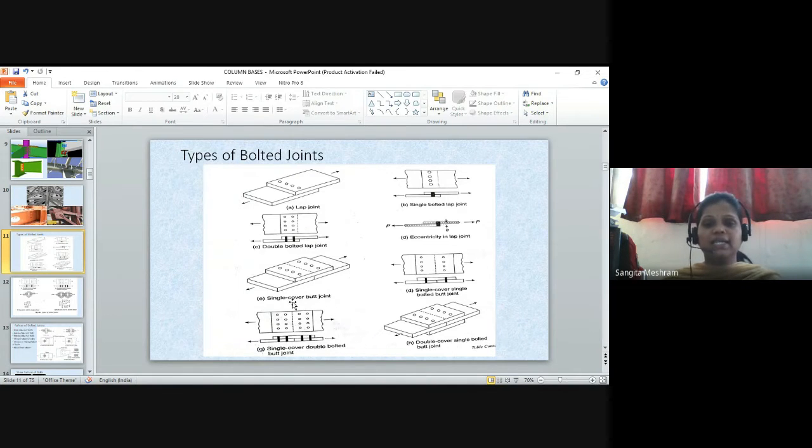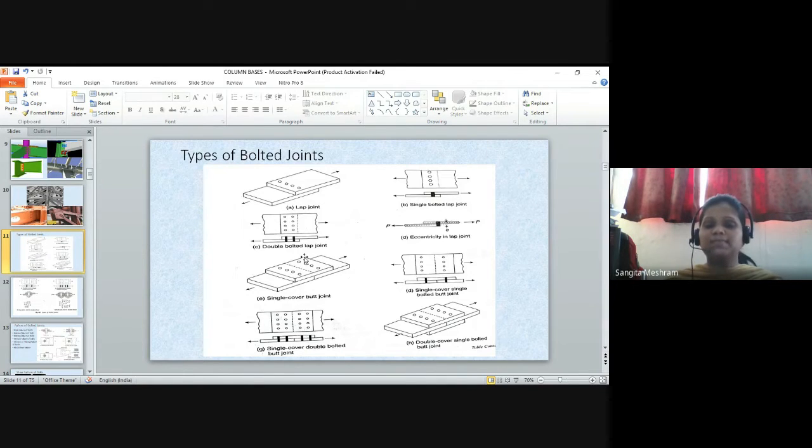Then the second type of joint we know is the butt joint. Butt joint means the two plates are in front of each other. In a lap joint there is overlapping, and in the case of a butt joint the two plates are in front of each other, and those two plates are connected with the help of a cover plate. These are the main plates. Just see figure E. The two plates are joined in front of each other, and above that there is one plate which has less thickness as compared to the main plate.